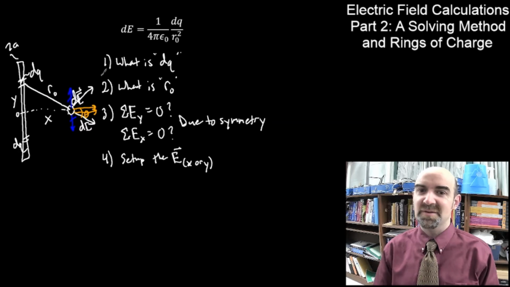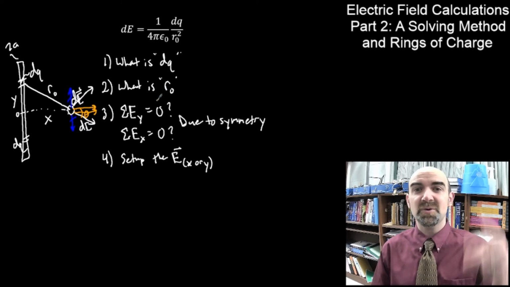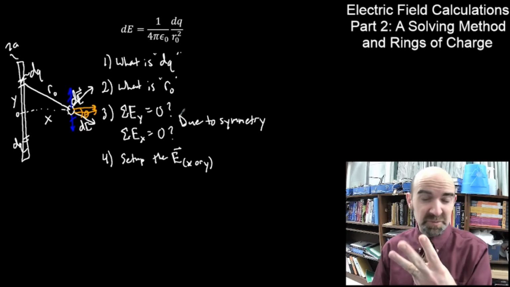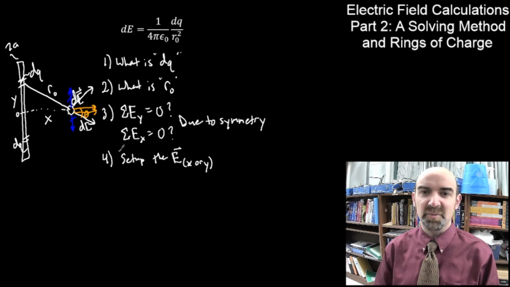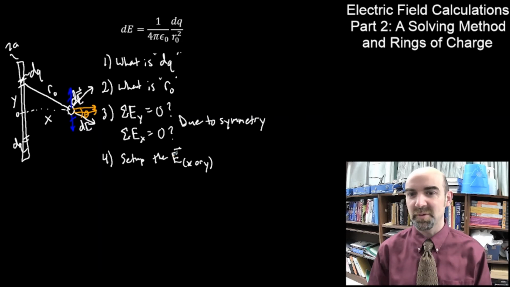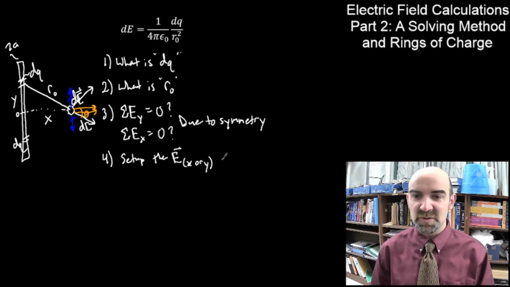And this method is going to be very helpful. So what is dq? What is r naught? Is there any symmetry that we can ignore certain components of the electric field? And finally, we're going to set it up and put it into a form where we can solve it, which includes the vector direction. So it includes the direction.